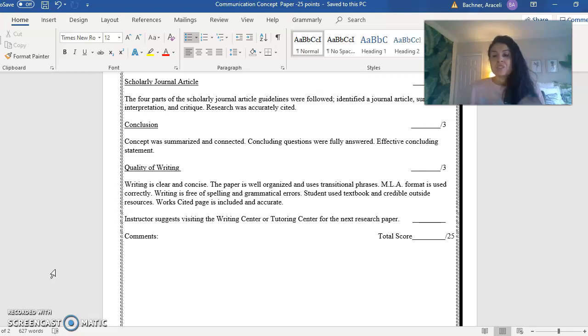Okay, so select a concept that you find interesting, select a journal article that you find interesting. Like I mentioned before, this is not an overwhelming paper. It's only a couple pages long, but really focus on submitting a quality paper that follows the guidelines. So hopefully that explains it all, and good luck.